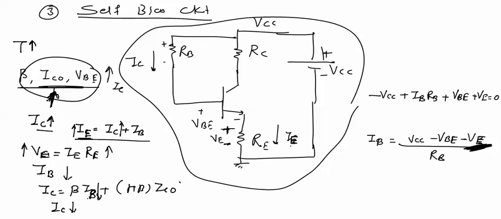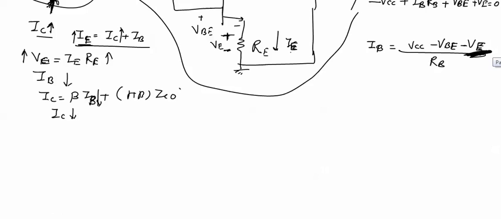So this circuit is providing compensation by itself. So this circuit is called self bias circuit, and this resistance RE is providing stability to the circuit against temperature. So this resistance RE is called negative feedback element.